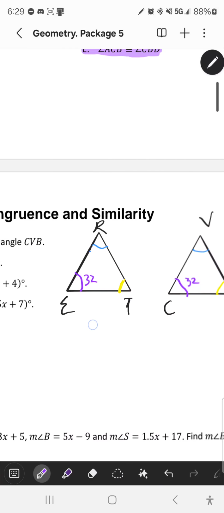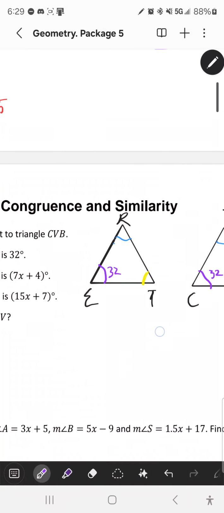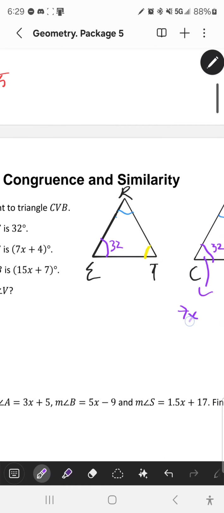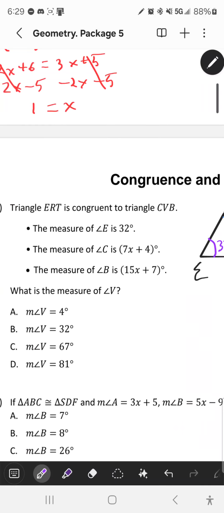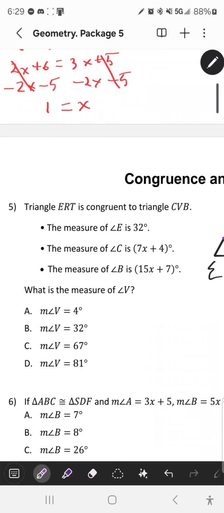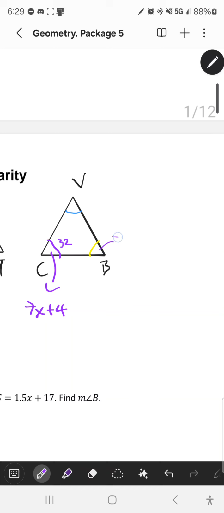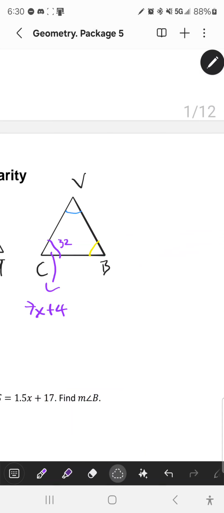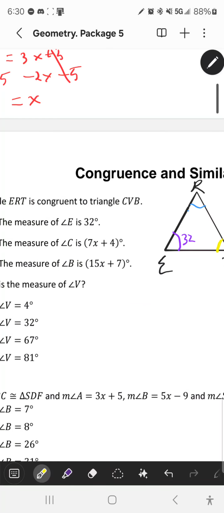Now the measure of angle C is equal to 7x plus 4. And the measure of B is 15x plus 7. Okay, let me make this yellow. 15x plus 7. Now let's solve for x.